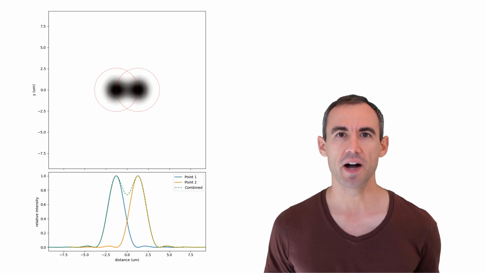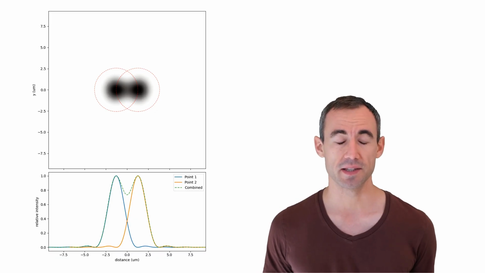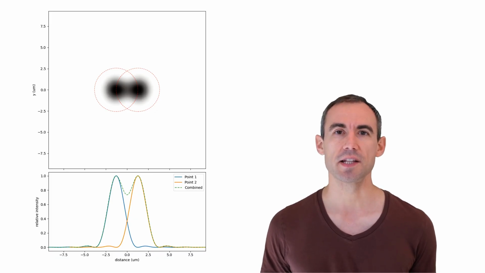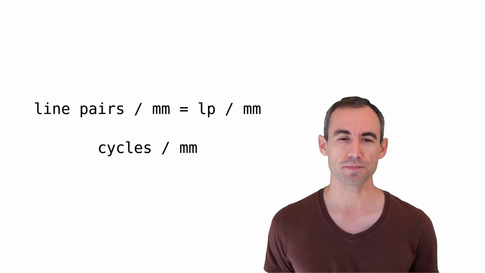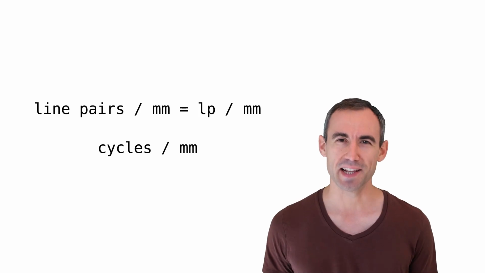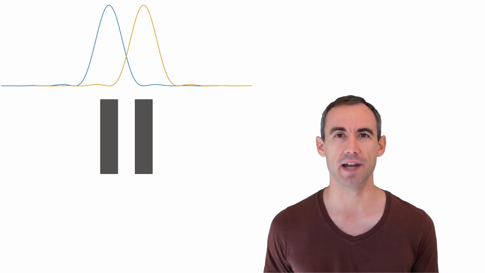Okay, so far we've talked about the distance between 2 points in micrometers. But when talking about resolution, it's common to use spatial frequencies instead. And spatial frequencies are usually expressed in line pairs per millimeter, or cycles per millimeter. What is that? I'll explain in a moment, but rather than looking at points like we did before, we'll now use different patterns. For example, this is a line pattern which contains black and white lines.